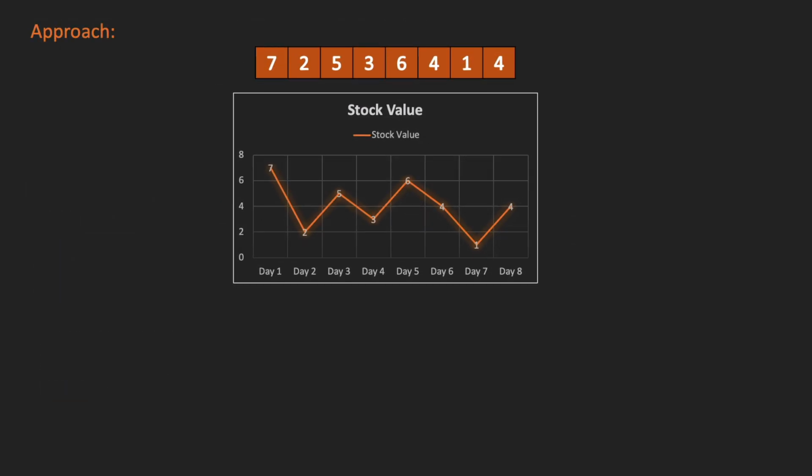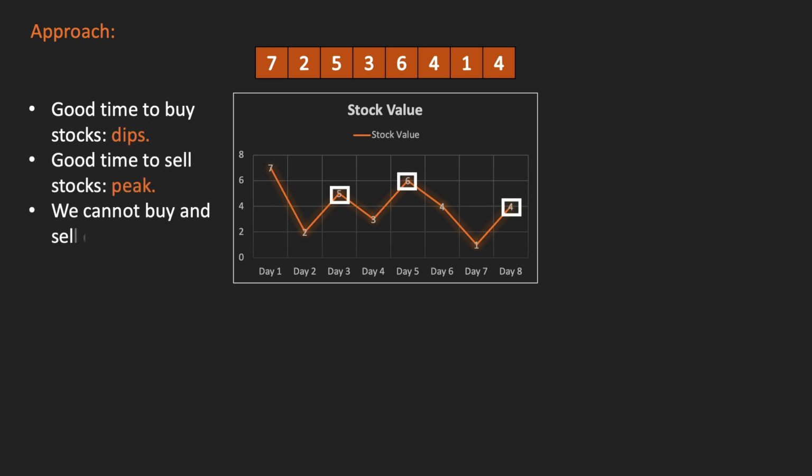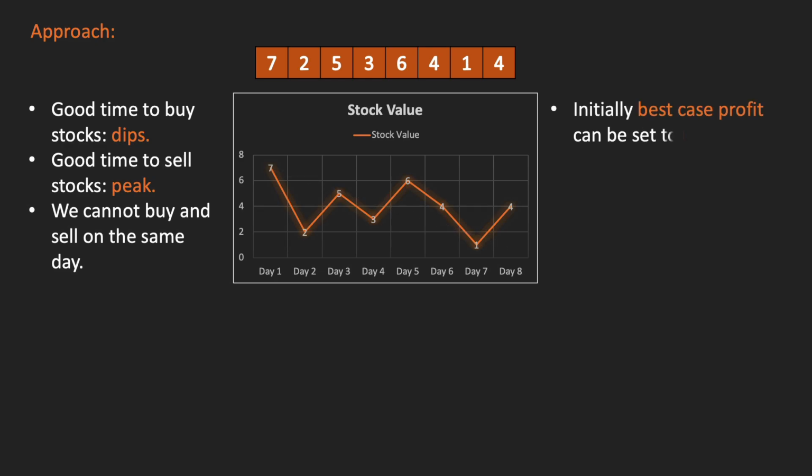From the graph, we can clearly see whenever there is a dip in the graph, it is a good time to buy the stock, and whenever there is a peak, it is a good time to sell the stocks. Also, we know we cannot buy and sell on the same day. Let's analyze further. Say if the graph was always going down, we would always make a loss. So in those cases, we shall not do any transactions, thus making 0 profit. Keeping this in mind, we can say initially best case profit can be set to 0.